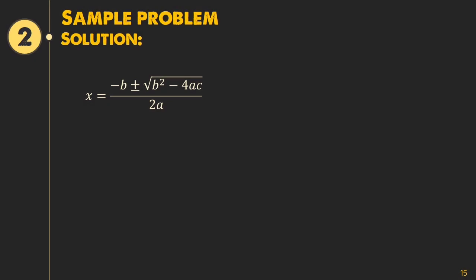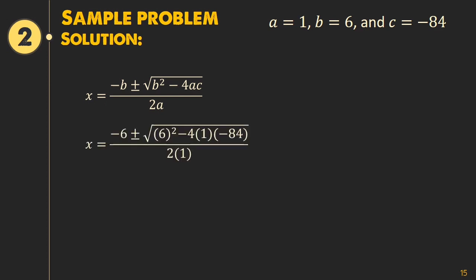Solving for the value of x, use a is equal to 1, b equals 6, and c is equal to negative 84. Substituting these values to the quadratic formula, we have x is equal to negative 6 plus minus the square root of 6 squared minus the product of 4, 1, and negative 84 all over the product of 2 and 1.